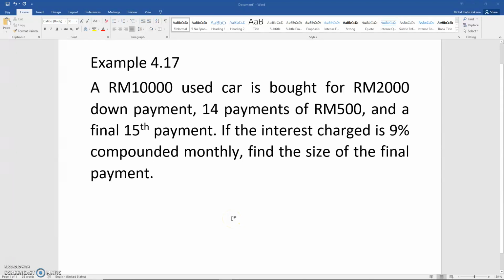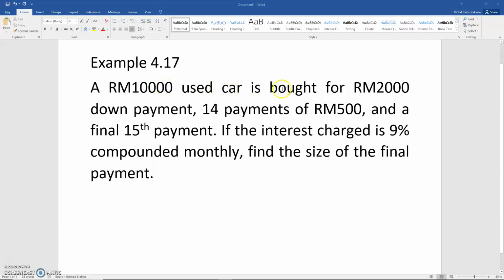Example 4.17. A 10,000 ringgit used car is bought for a 2,000 down payment, 14 payments of 500 ringgit, and a final 15th payment. If the interest charge is 9% compounded monthly, find the size of the final payment. For this kind of question, the payment is composed of several different kinds of payment. Let's see one by one how we calculate this. So let's look at the information.